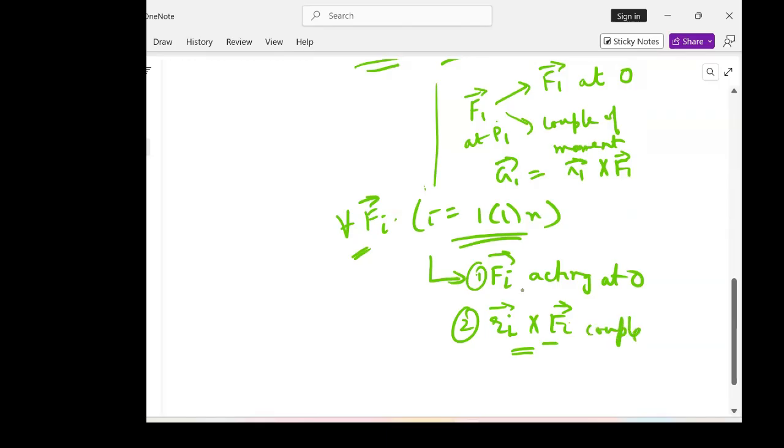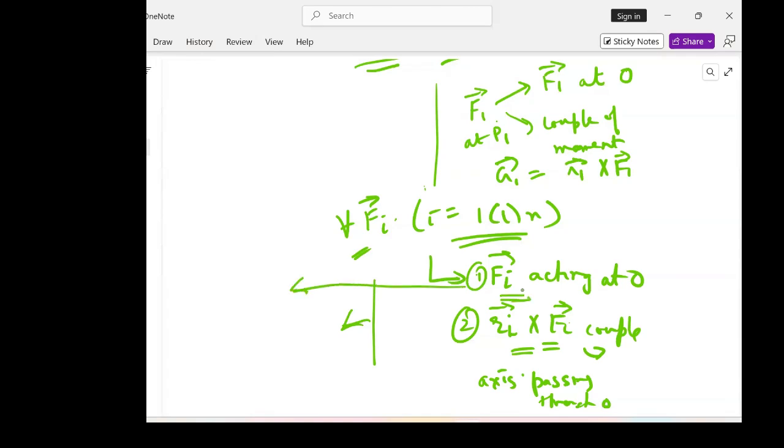Ri cross Fi is the moment of the couple whose axis is passing through O. So ultimately, if we are considering all the forces, all these forces are acting at O, so you can easily add them up vectorially. You will get some resultant force, Σ Fi. Let me call this R. So this is a single force you are getting.